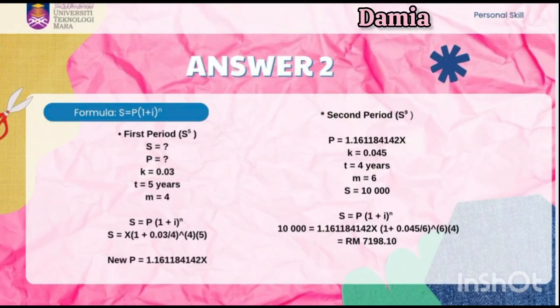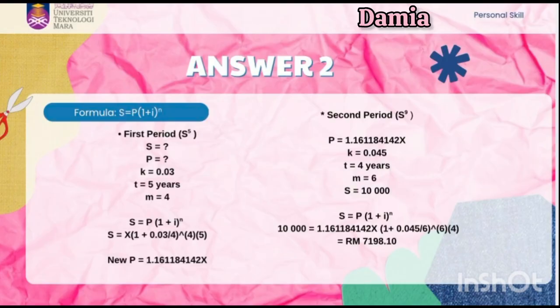So if we press our calculators, we will get our new P, which is 1.161184142x. Here, you can see that the numbers are very odd and we have an x. So our main mission here is to eliminate the x after we find the second period. This new P is not the final answer and we will have to find the second period in order to eliminate the x and find the actual answer. So for now, our temporary P will be this number.